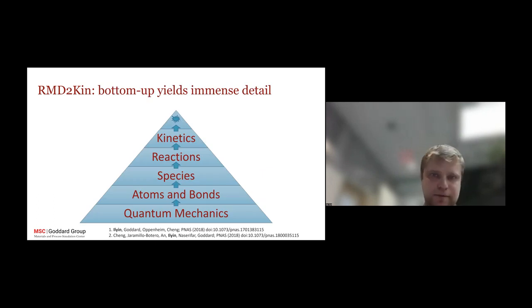So this bottom-up approach yielded immense detail about the system. So by going from quantum mechanics through this reactive force field into atoms and bonds, and then into defining each species, and then tracing the species throughout the simulation, we would get reactions, and then from reactions we could get kinetics, and that we would get a very high level of detail about the system.